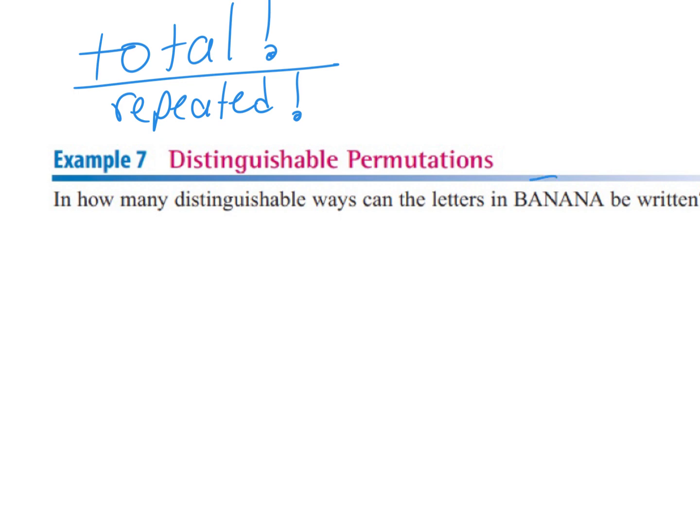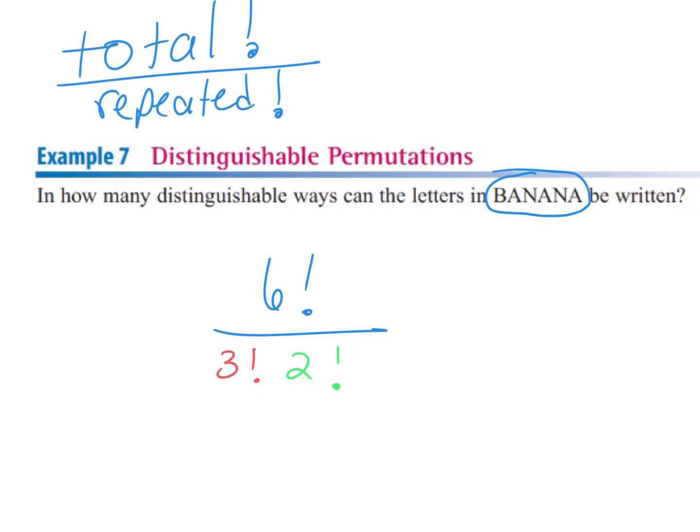So in the word banana, how many letters are there? 6. Okay, so it's 6 factorial over anything that repeats. So what letters repeat? A. Okay, how many times does A repeat? So 3 factorial. And then how many times does N repeat? So what this says, guys, is 6 times 5 times 4 times 3. Can I stop at 3 factorial? Yes. And then I have 2 times 1.